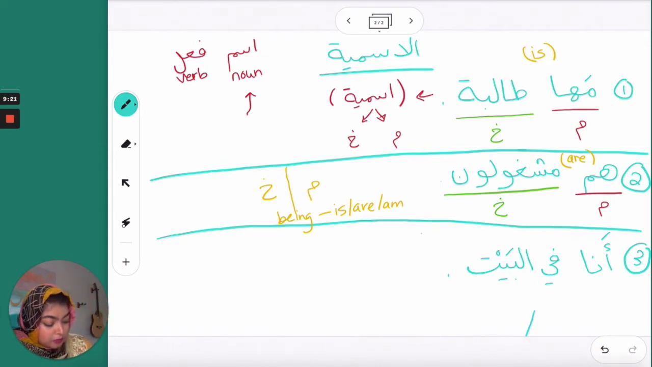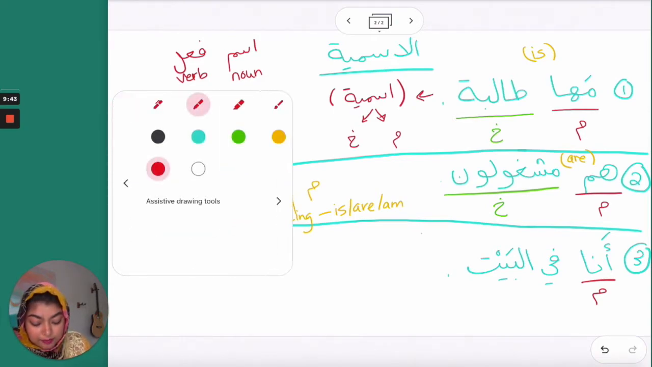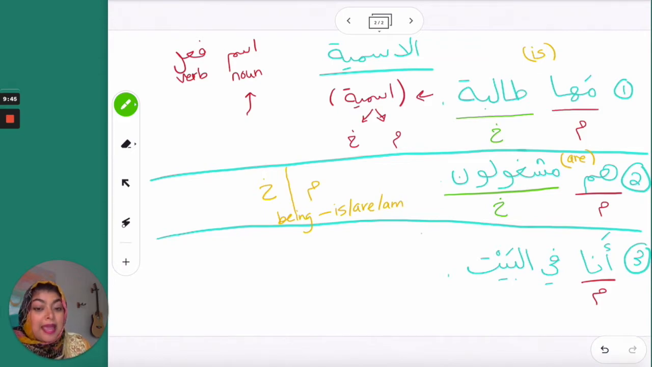So this is one where it's a little bit longer, right? You have more than one word. But we look at the first word. We say ana. It's a noun or it's a verb? It's a noun. So that is going to be considered our mubtada. That's what we're talking about. What am I telling you about myself? Ana, I am in the house. So this right here is our khabar.